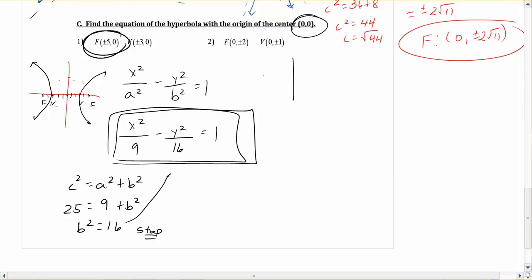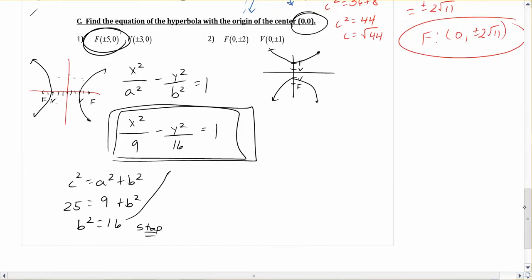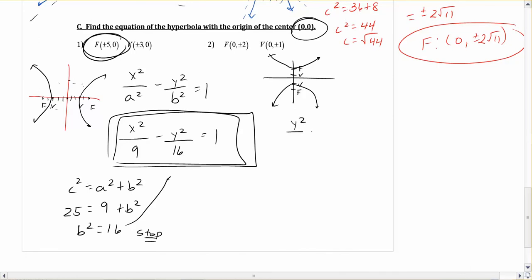I'm going to make a quick sketch just to help me determine which way my hyperbola is going. 0, plus or minus 2 is the foci, so there are my foci, one focus here, one focus here. 0, plus or minus 1 is a vertex and a vertex. So that tells me my hyperbola is going to be opening up and down. If it's opening up and down with a center of 0, 0, my y squared this time would be first. So we're using y squared over a squared minus x squared over b squared is equal to 1.